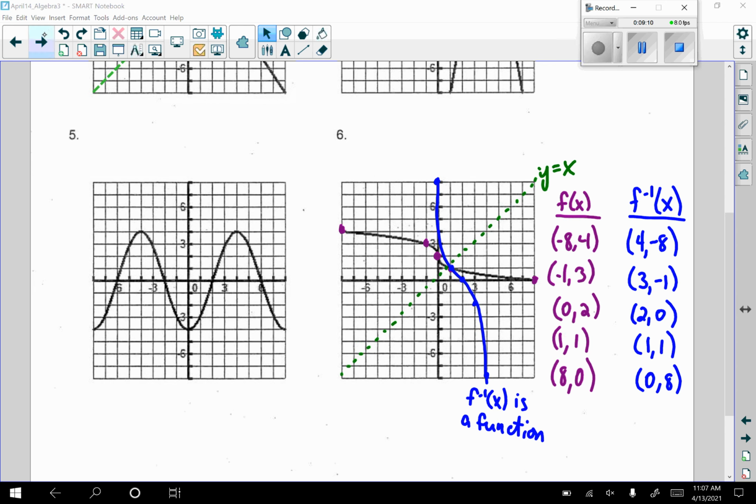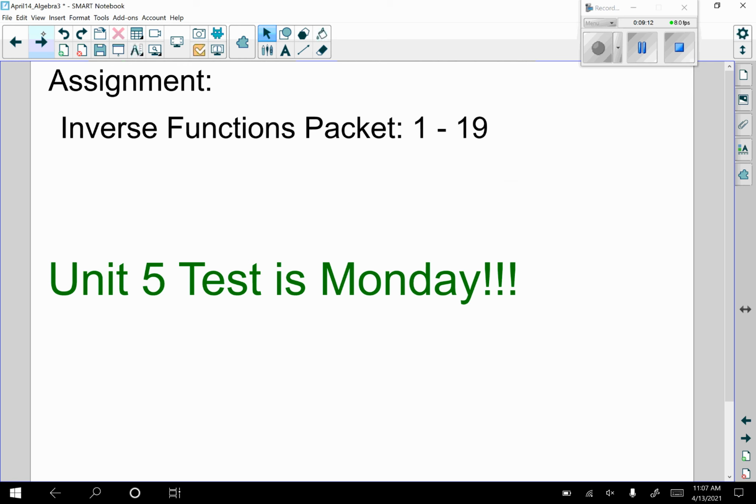All right, so I have another packet for you here working on inverse functions. You're to do all of 1 through 19. Now this is going to act as part of your review. Tomorrow and Thursday we will be going over the Unit 5 review. Your test will be Monday.